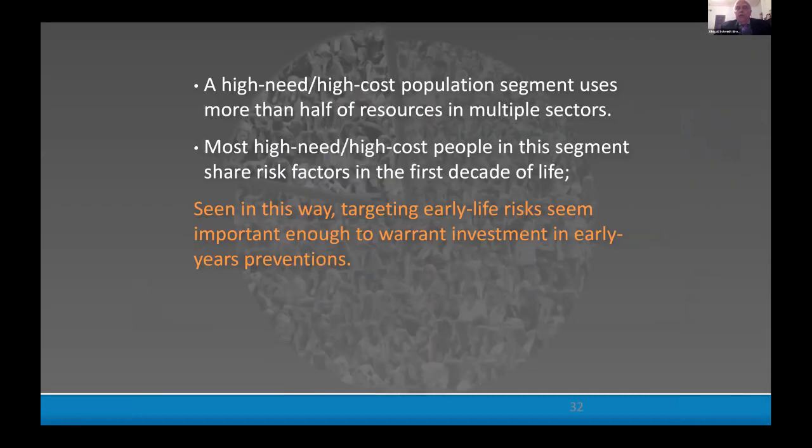And so what we know from looking at the New Zealand data is that a high need, high cost population uses more than half of all the resources. And many of the risk factors that are borne out in later life can be predicted by things that we know and can detect in early life. And so in this way, we can see targeting may be an effective strategy, and targeting early life may be an effective strategy. And let me show you what an effective strategy looks like.